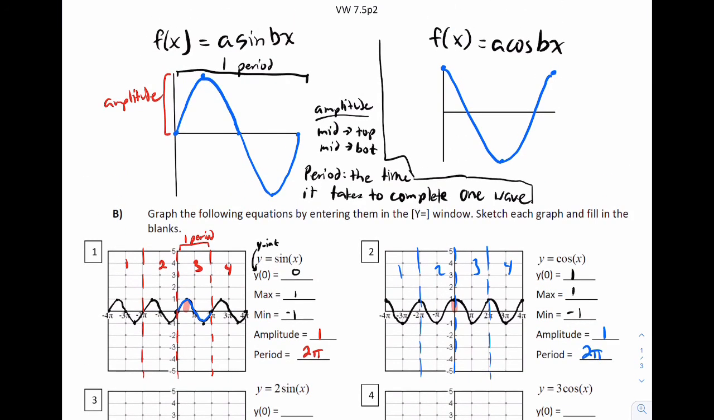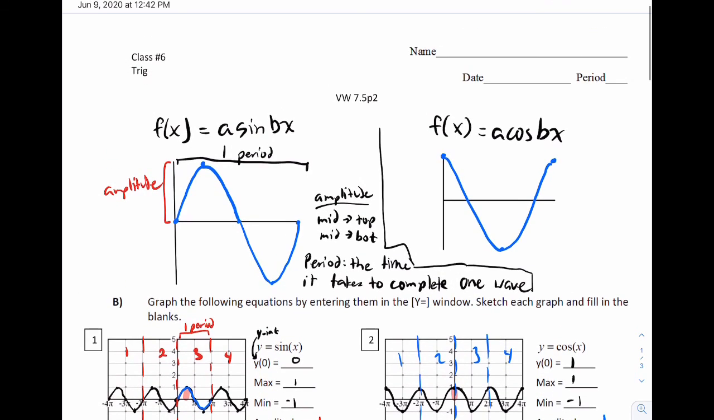You have to finish the rest of these problems, and as you're working, I want you to figure out these 2 questions. What does that do? And what does this do? Again, you're looking for what does this A do? What does that B do?